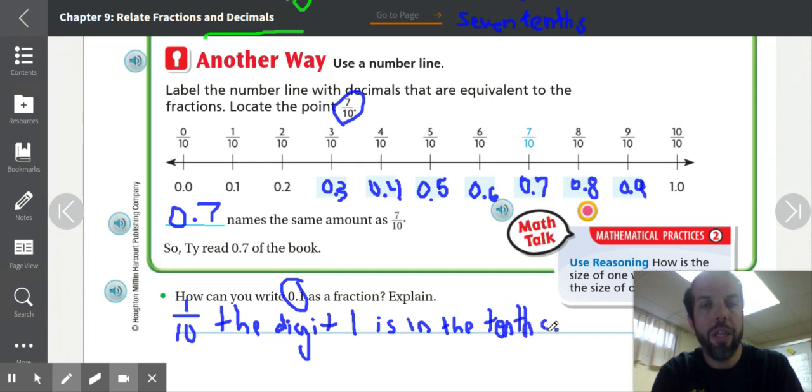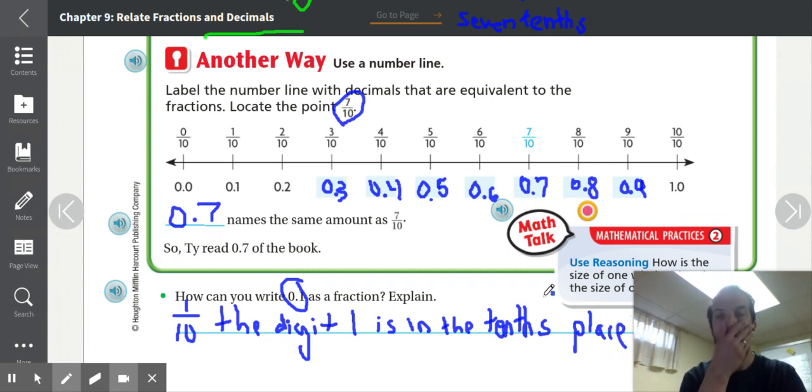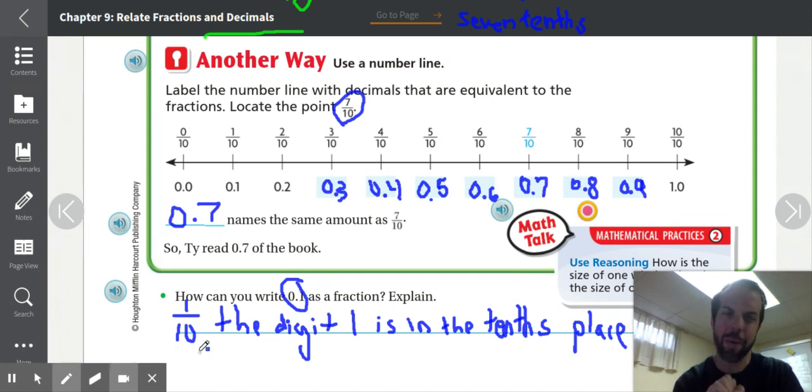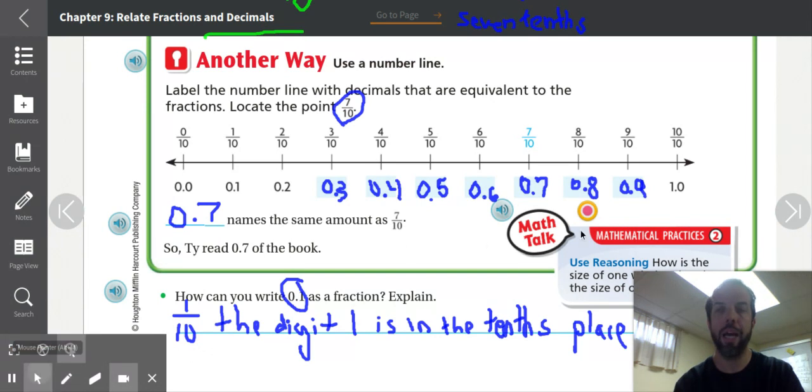So because it's in the tens place, that means that when we write it as a fraction, we would just write the denominator as a 10. Okay? So that's pretty much the lesson today, guys. Let's look at the next page because the next page is a little different, but not much. All right, so let's go to the next page. Get my arrow back here.